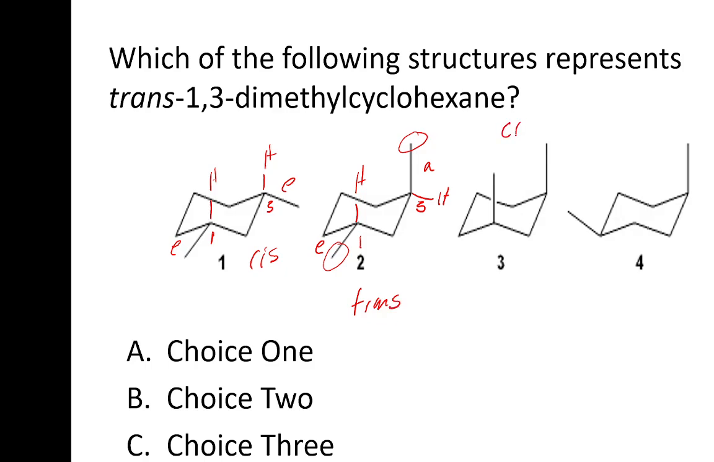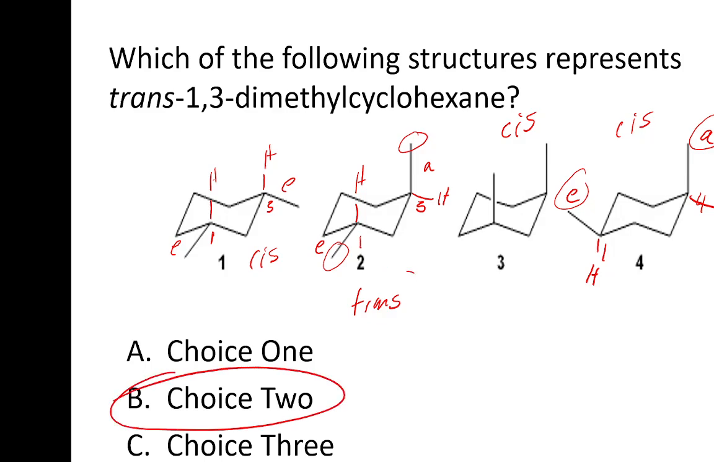I hope it's pretty obvious that with these 2 axials on 1 and 3, that would be cis. And then finally, with number 1 and 4, so we'll call this 1 and we'll call this 4. In this case, we've got an equatorial and an axial. But if I draw in my hydrogens, I can see that the equatorial and the axial are on the same side, so that would be cis. So indeed, folks have answered choice 2.